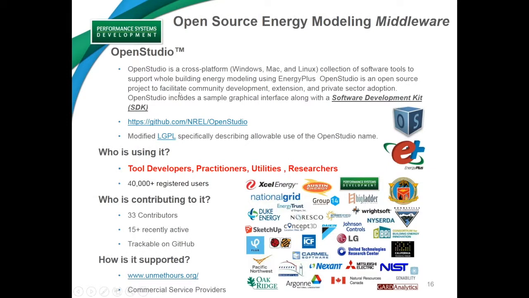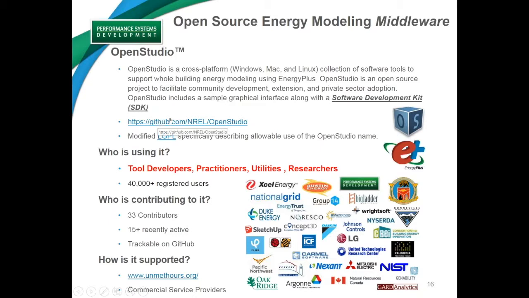Now I'm going to talk about an example of an energy modeling middleware. Middleware, it's not the physics engine. This is a piece of middleware, which may be a new term for some of you. You could think of it as sitting between a graphical user interface and a physics engine. So it's basically a software development kit, an API for those of us who are software developers, that lets us access the physics engine. This piece of middleware is called OpenStudio.